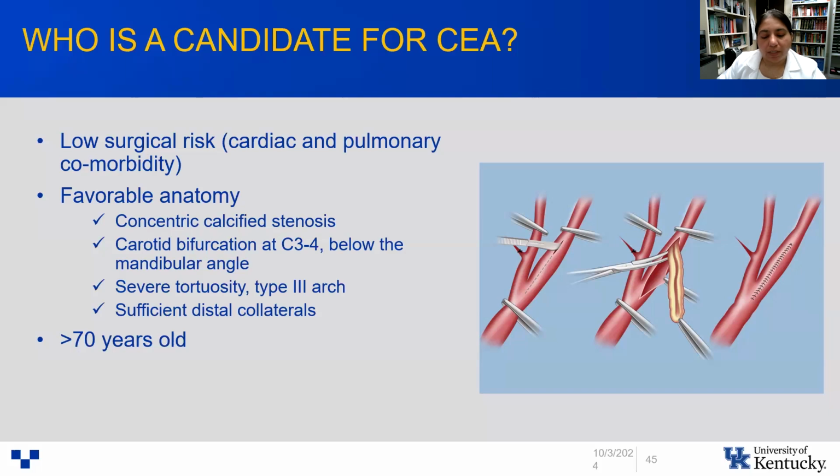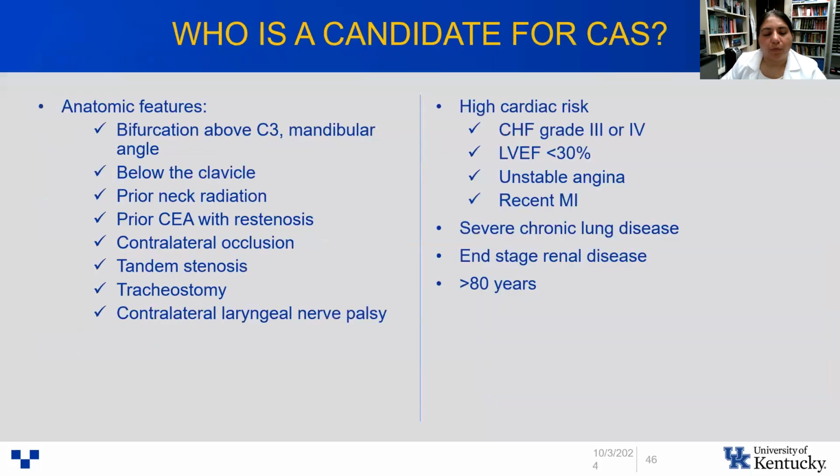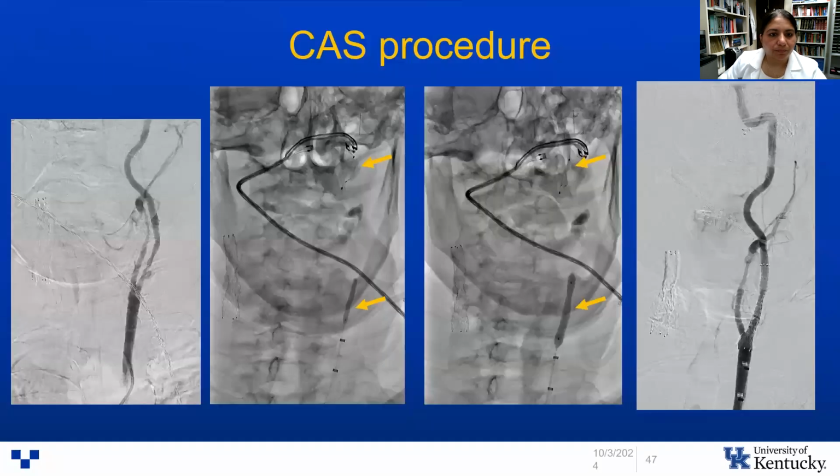So in a way, you can see that these procedures are kind of complementary. Some patients are more suitable for one, the others are more suitable for the other procedure. Now here I will show you some pictures of the carotid artery stent procedure. This is the initial picture where you can see the catheter is in the common carotid artery. This is the carotid bifurcation.